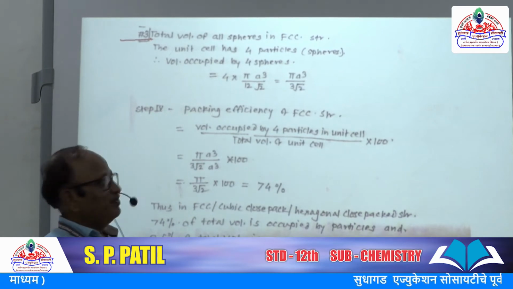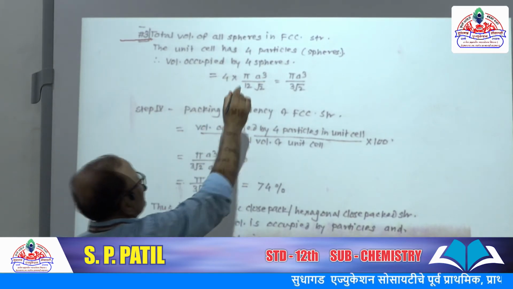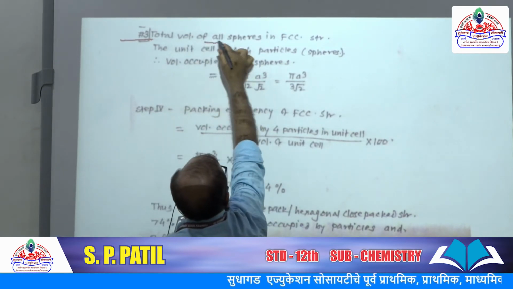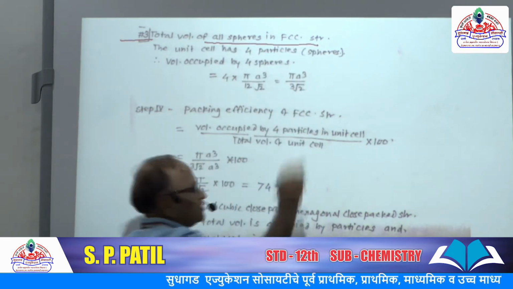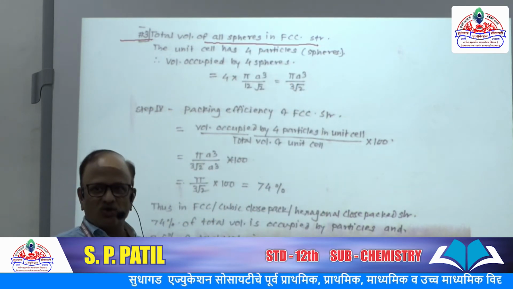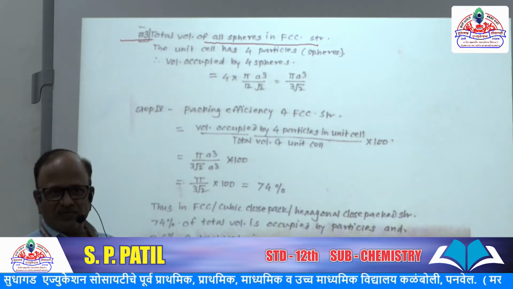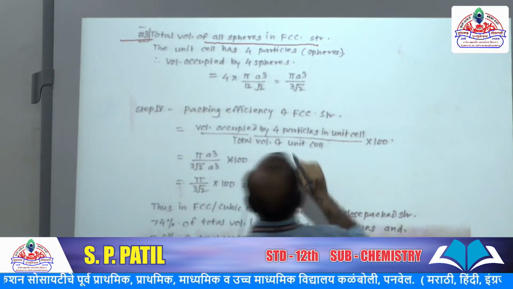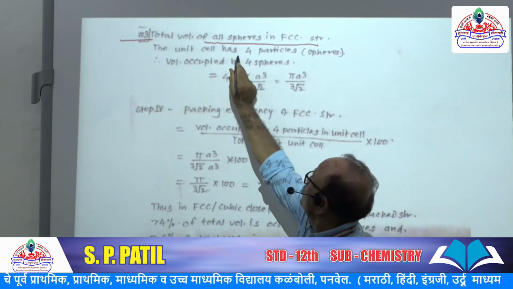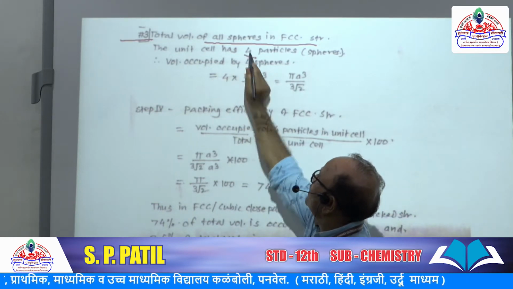Total volume of all spheres in the FCC structure. So how many spheres are there? That we have calculated in the previous lecture. So it has 4 particles.